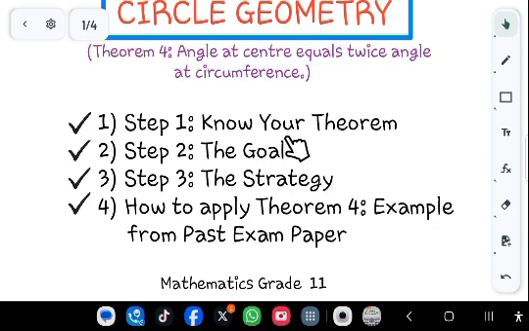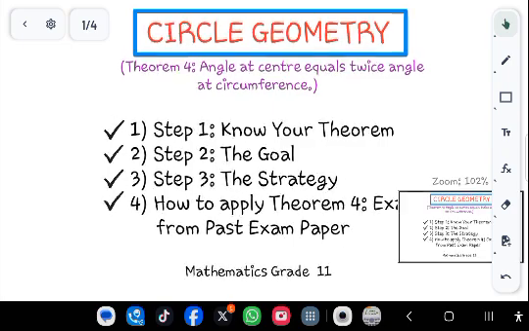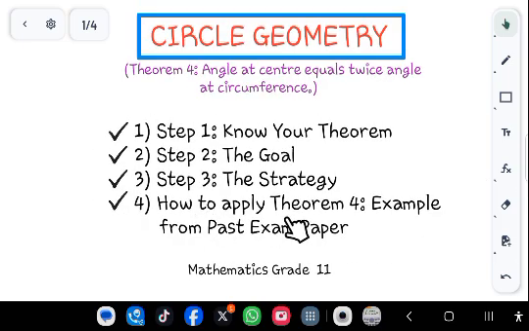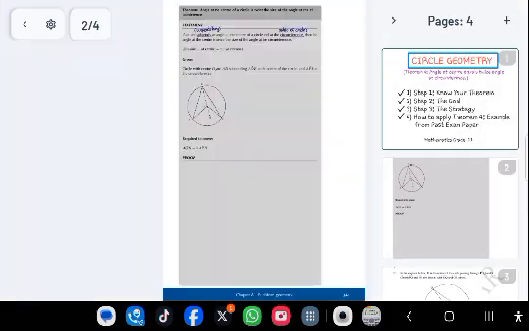We're going to look at step number 1, know your theorem. What is the theorem about? And number 2, we're going to look at the goal. What are we required to prove? Number 3, we're going to look at the strategy. How do we go about achieving the goal? Number 4, we're going to look at how to apply Theorem 4 using examples from past exam papers. We have a lot to cover, so let's start.